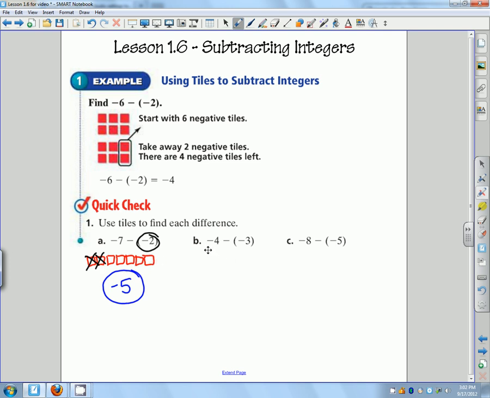So here's letter B. I have -4, so I'm going to start with 4 negatives, and I'm going to minus 3 negatives. So I'm going to minus 3 of these off, and then I'm left with -1. This is -8, so now I'm going to have 8 negative tiles, and I'm going to minus 5 of them. So now I have -3 as my answer.